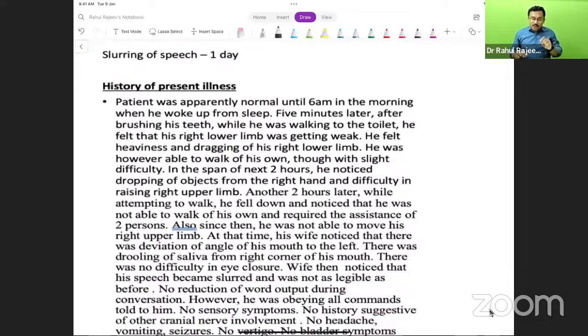In the next 2 hours, he noticed dropping of objects from the right hand and difficulty in raising the right upper limb. Another 2 hours later, while attempting to walk, he fell down and noticed that he was not able to walk of his own and required the assistance of 2 persons. Also, since then, he was not able to move his right upper limb.